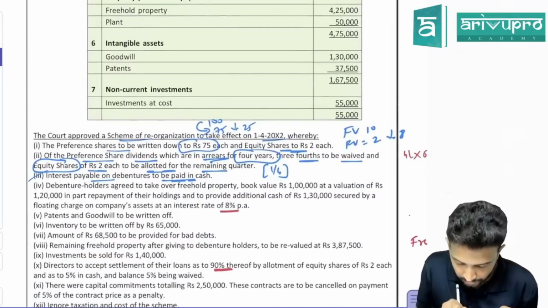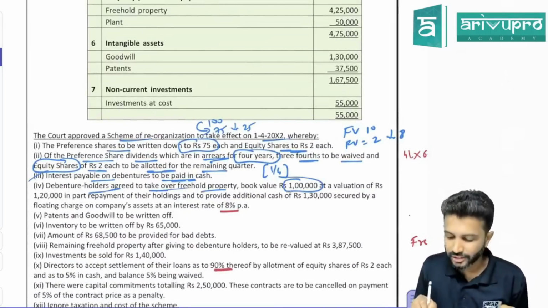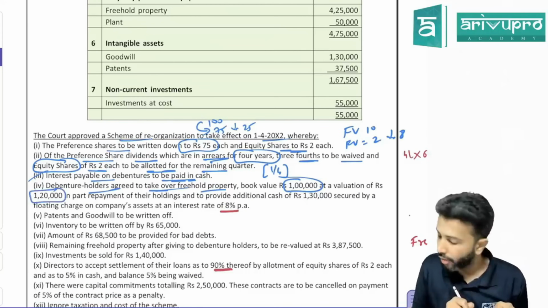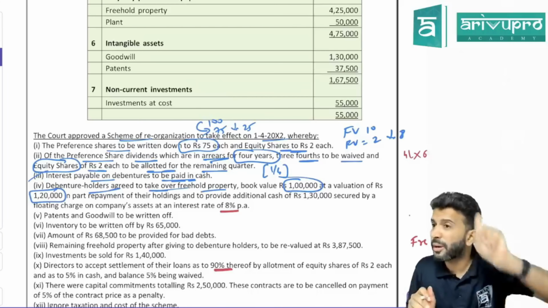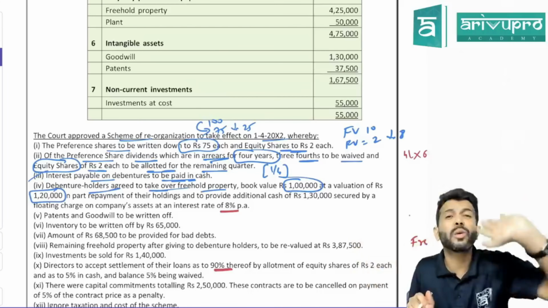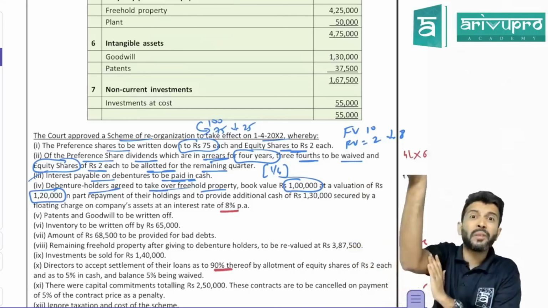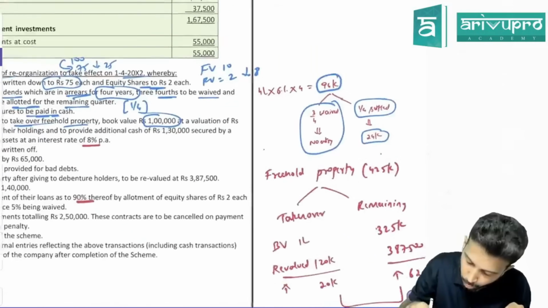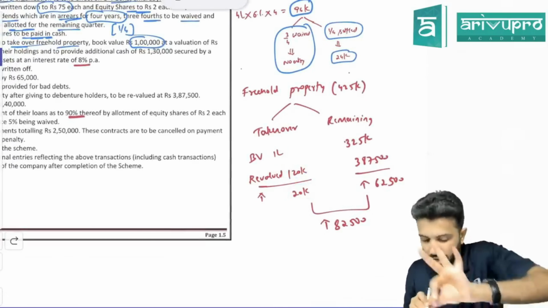What is the next one? Debenture holders agreed to take over freehold property whose book value is 1 lakh but at a valuation of 1,20,000. Book value of that property here. Book value of that property is only 1 lakh. Was it taken over at 1 or 120? That means property value same or property value increased? Increased. From how much, sir? From 1 lakh it became 1,20,000, which means property value increased by 20,000.